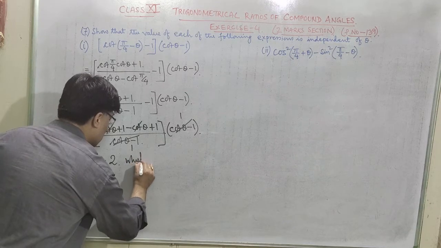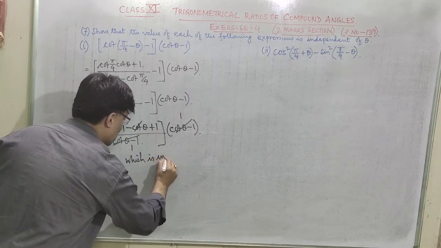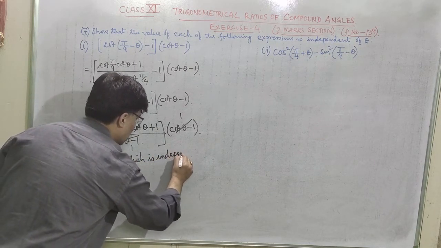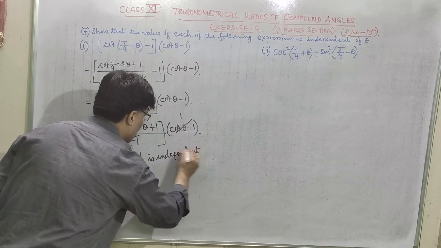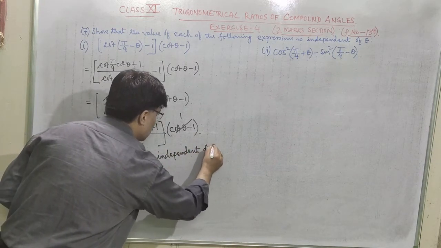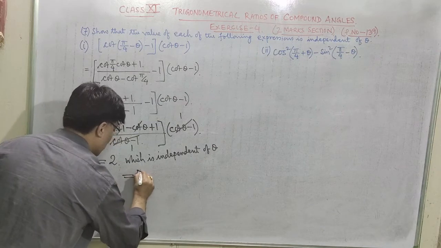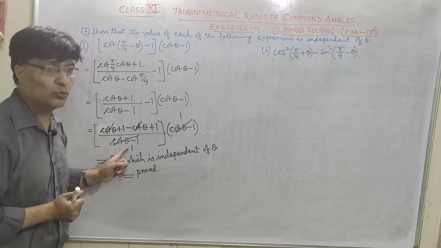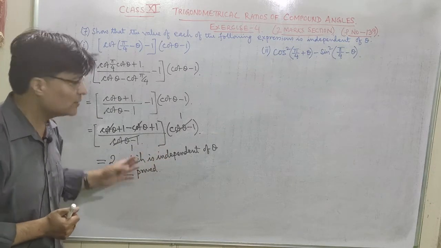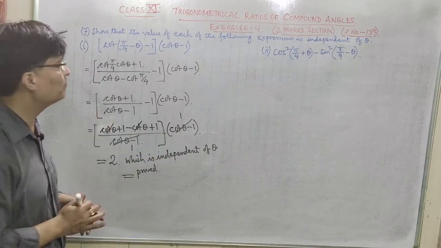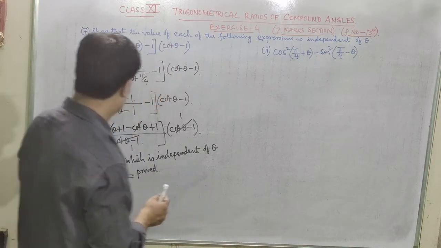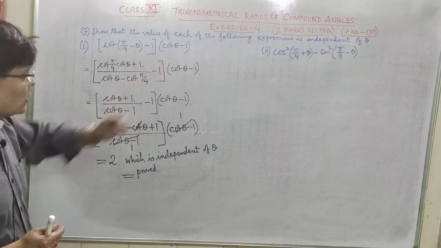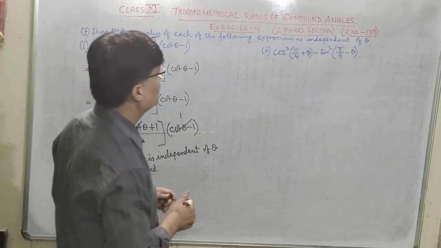Independent of theta? So it is proved. That is, this value 2 is independent of theta. So that is the answer. We have proved it. Okay. So I think you have understood it. You can copy it. So now let's do question number 2.